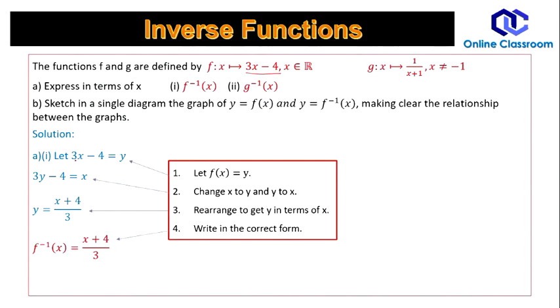I've written this 3x minus 4 as y. I've given the name y to this, right? I change the variable, writing x here and y. Then I make y the subject and I get the result. Similarly, if I do example number 2, the g inverse, the same steps. You see here, I've given the name y to this function, swapped the variable, and then made y the subject over here, and y is equal to 1 minus x over x. That becomes your g inverse of x.